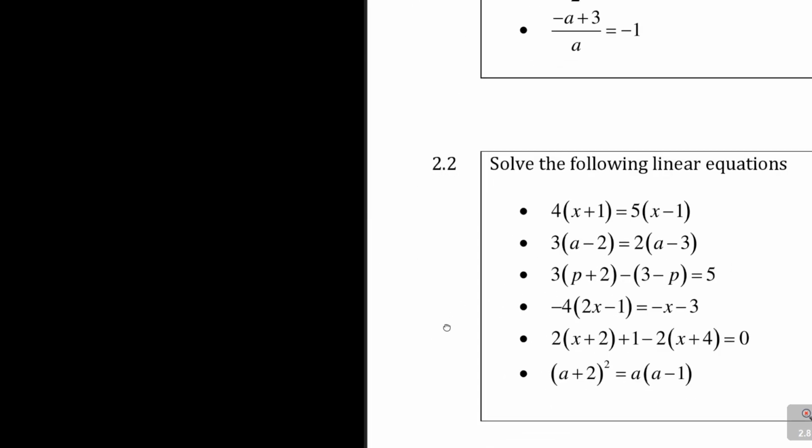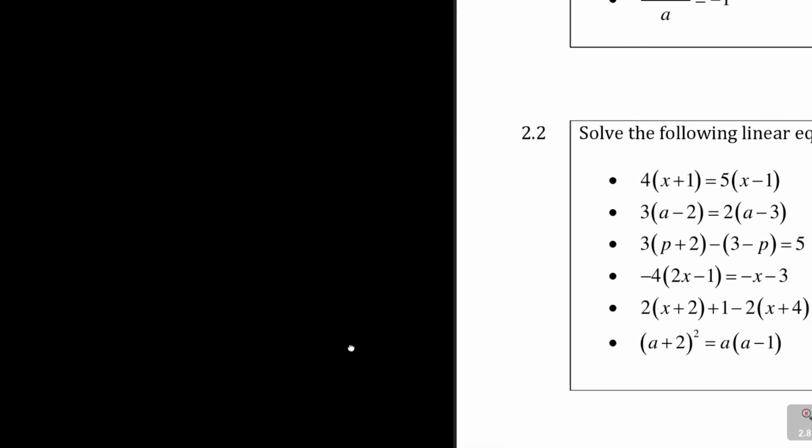There it is. It says 3a minus 2. Can you try this one actually? You can try this, similar to what we did.